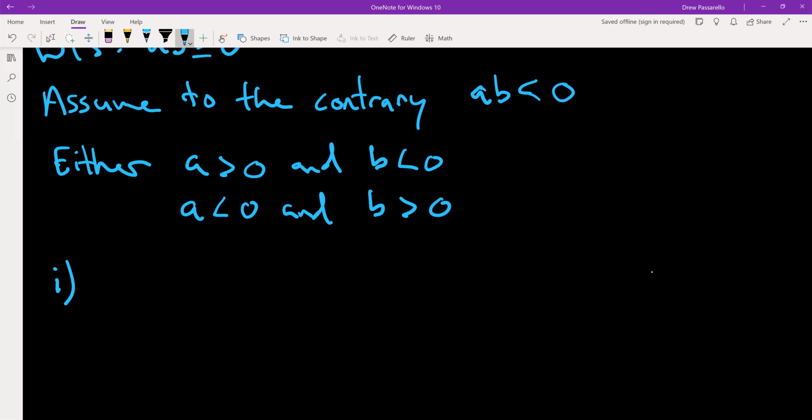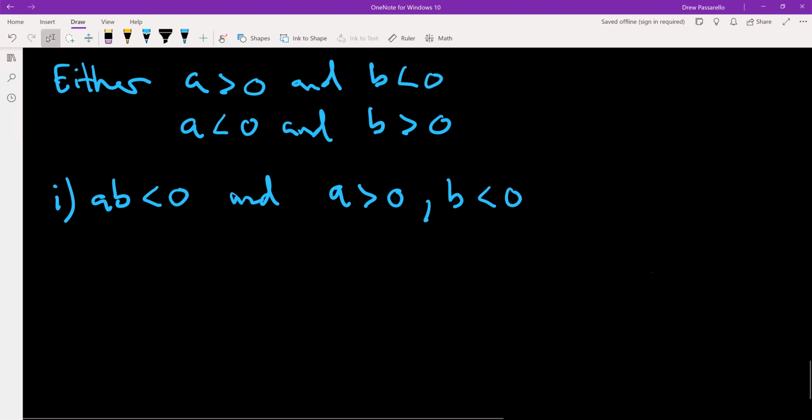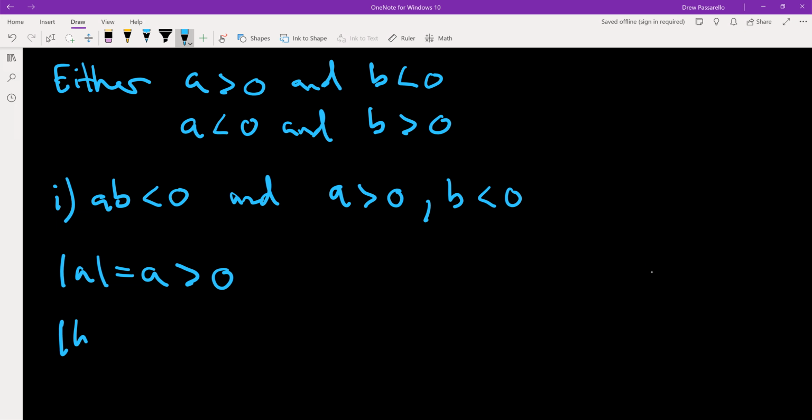let's say case I. So we have a times b is less than 0, and a is positive, b is negative. And we're going to form a contradiction. So we know the absolute value of a is equal to a, which is positive. Absolute value of b, since b is negative, is going to be equal to negative b, which is positive, because b is negative.